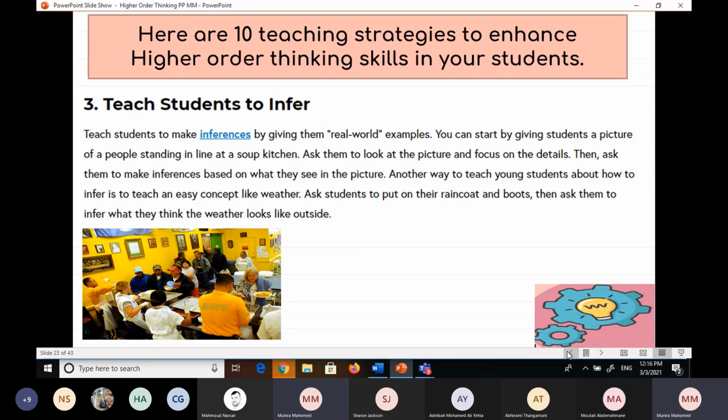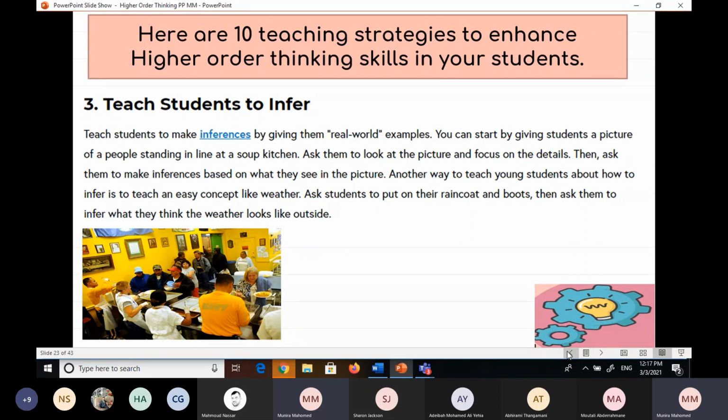The third one is teach students to infer. Teach students to make inferences by giving them real world examples. Sometimes we're sitting in the class and we think about things that students cannot refer to at all, and it makes it difficult for them to understand exactly what they should do. So you can start by giving them a picture, maybe of people standing in a line in a soup kitchen. Ask them to look at the picture and focus on the details, and then ask them to make inferences based on what they are seeing in the picture. Sometimes we need concrete evidence for them in order to gain a little bit more analytical understanding of something.